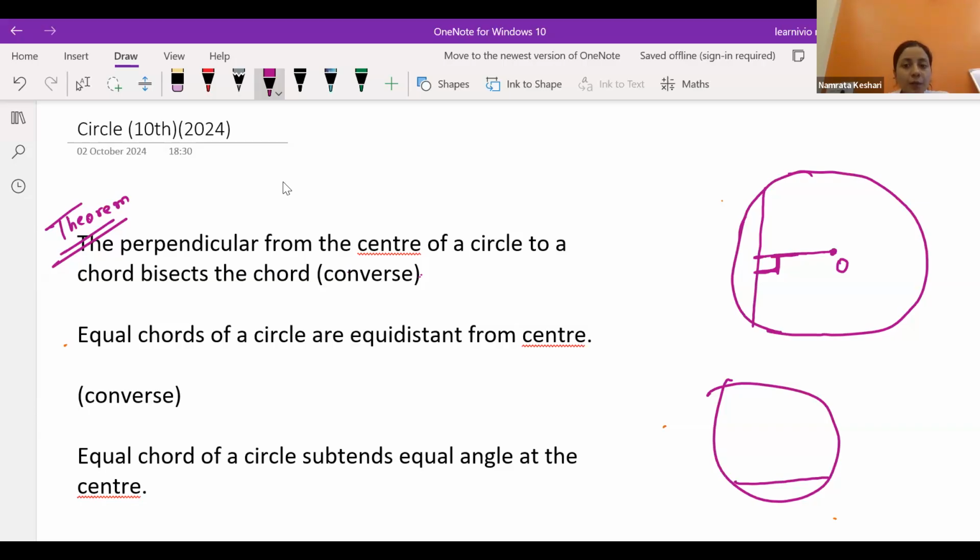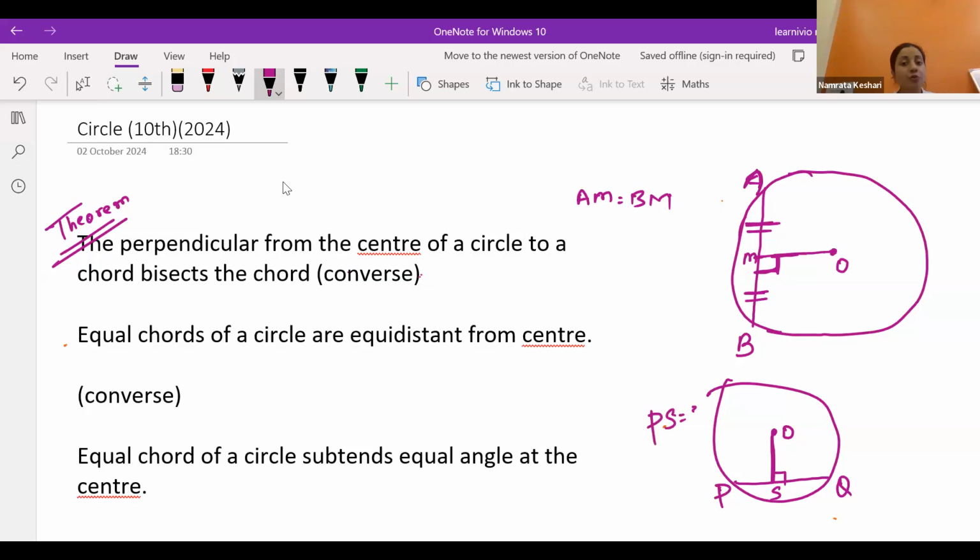If we drop a perpendicular from the center on the chord, then our chord gets bisected into two parts. The word bisected is enough to understand that it gets divided into two equal parts. If the name of the chord was AB and here was M, that means AM equals BM, right? Yes, ma'am. Okay, if the name of the chord is PQ and here is S, that means PS equals SQ.